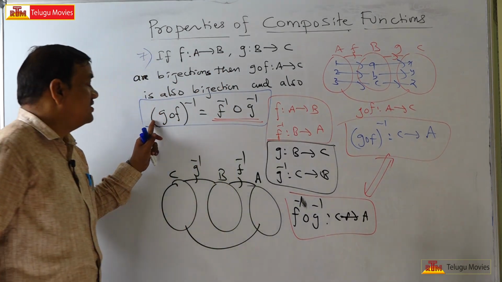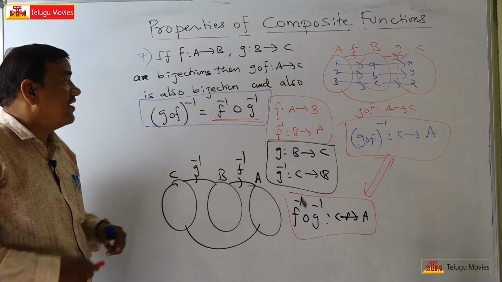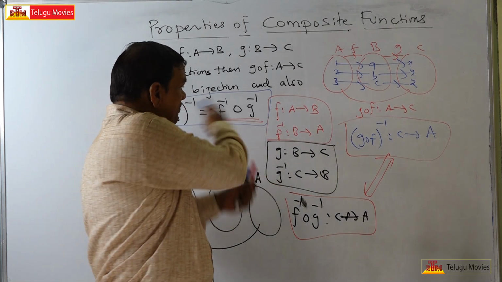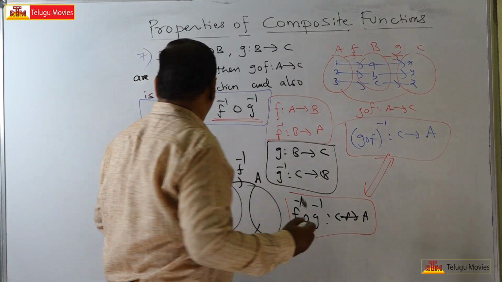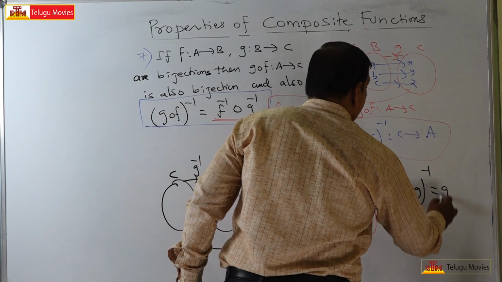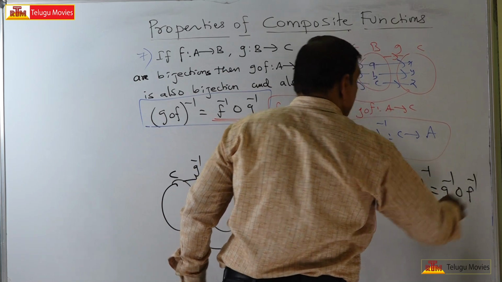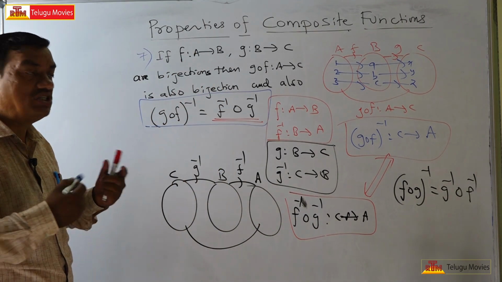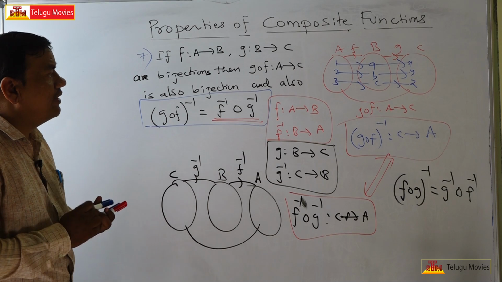So whenever you get G circle F whole inverse, that is F inverse circle G inverse, you can extend this. You can write it the reverse way also. Reverse way means F circle G whole inverse is equal to G inverse circle F inverse. Okay, now you can extend this knowledge to any number of functions also.